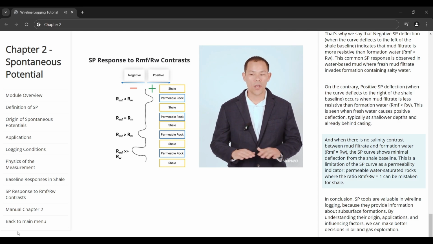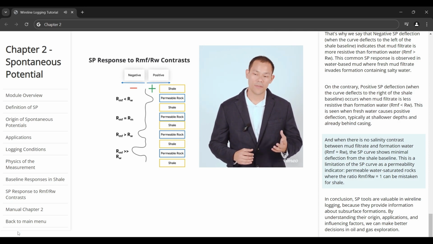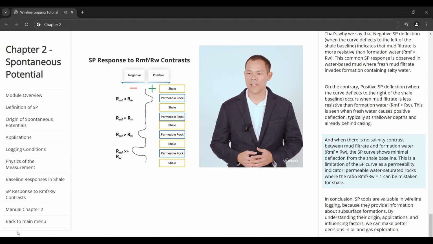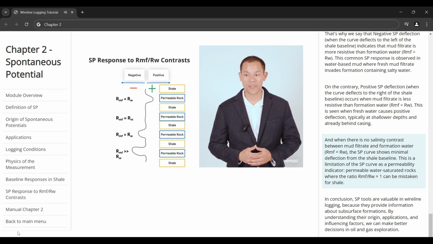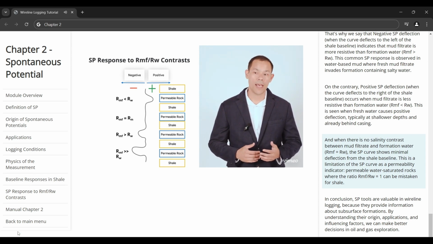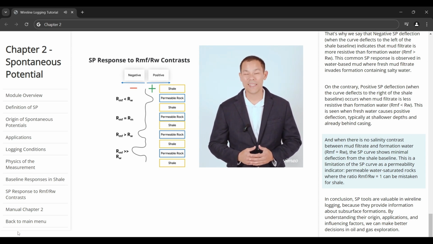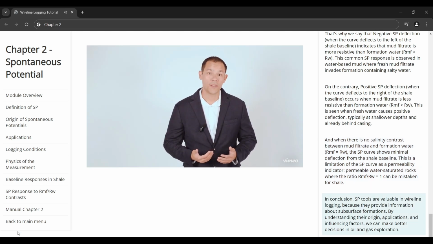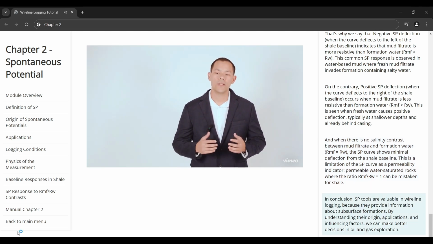And when there is no salinity contrast between mud filtrate and formation water, the SP curve shows minimal deflection from the shale baseline. This is a limitation of the SP curve as a permeability indicator. Permeable water-saturated rocks, where the ratio of RMF to RW is close to one, can be mistaken for shale.